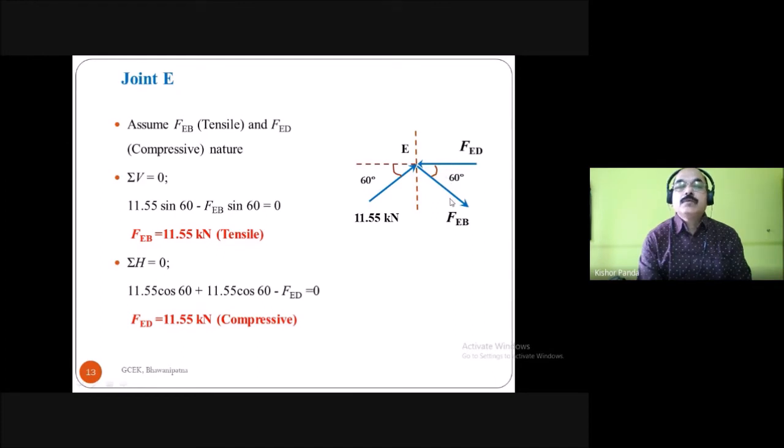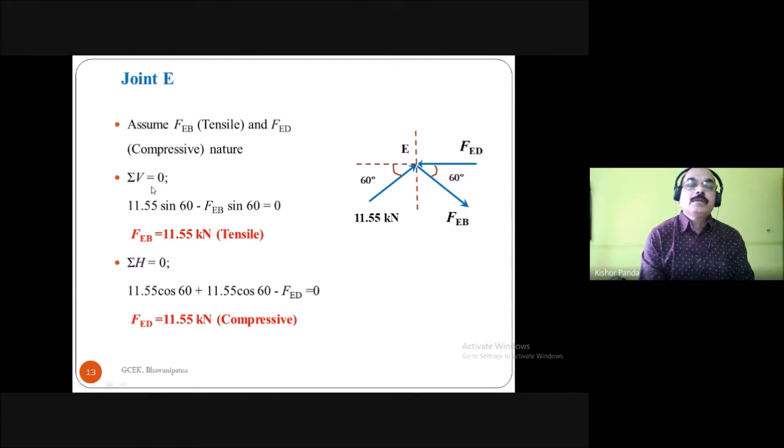So here also you have to assume this is your EB member, and this is ED member. Take the force in the member EB as FEB, and take the force in the member ED as FED. Assume the force in the member EB is tensile nature, and assume the force in the member ED is compressive nature.